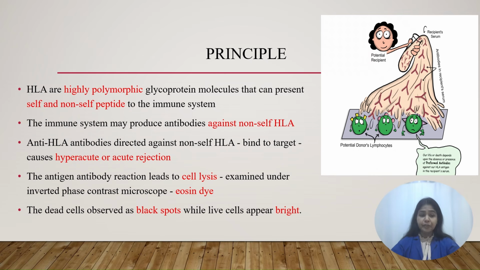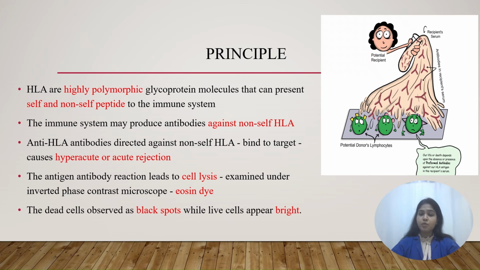Here I would love to state that T cells represent the class 1 HLA that correlates with hyperacute or acute rejection, and B cells represent class 1 as well as class 2 HLA that correlates with chronic graft rejection and graft dysfunction. The antigen-antibody reaction leads to cell lysis, examined under an inverted phase contrast microscope with the help of eosin dye.